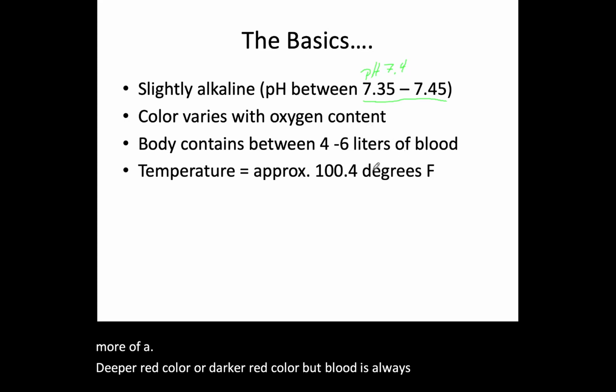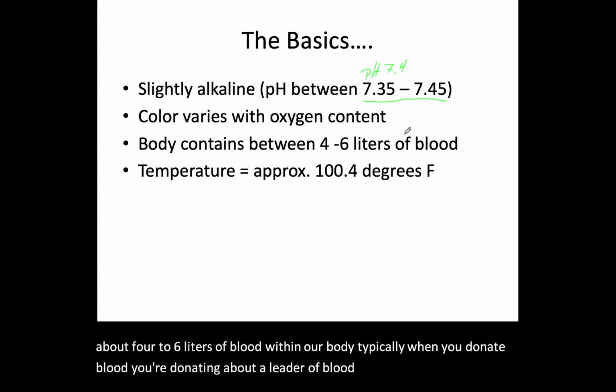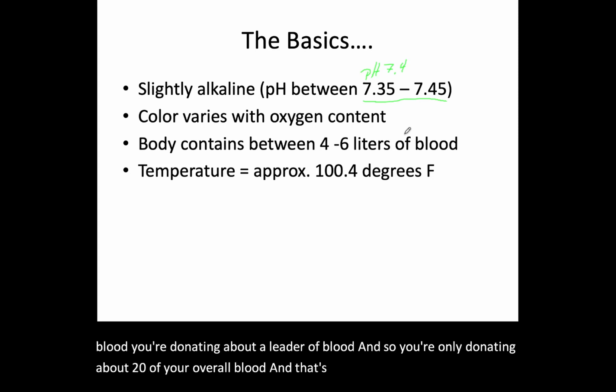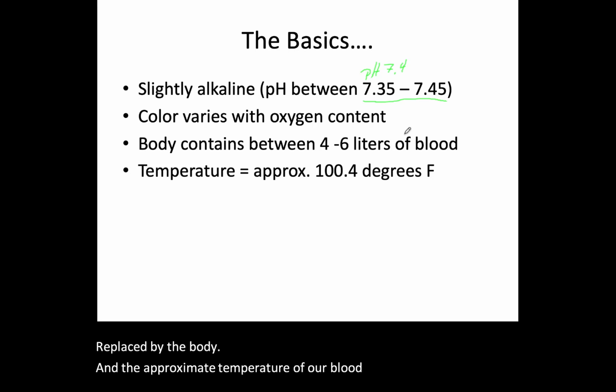We contain about 4 to 6 liters of blood within our body. Typically, when you donate blood, you're donating about a liter of blood. And so you're only donating about 20% of your overall blood. And that's quickly replaced by the body. And the approximate temperature of our blood is about 100 degrees Fahrenheit.